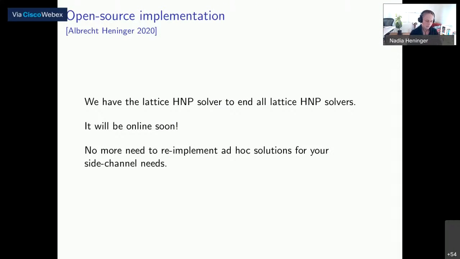So we have an implementation of this that we're planning to release, and what we hope is that this is the lattice-based hidden number problem solver to end all lattice-based hidden number problem solvers. The literature is full of people having to painfully re-implement this algorithm and arbitrarily choosing, oh, we're going to run it with BKZ block size 30, making arbitrary choices there. Hopefully we will keep you from ever having to do that again. You can just run our algorithm for all of your elliptic curve DSA and normal DSA side channel needs.